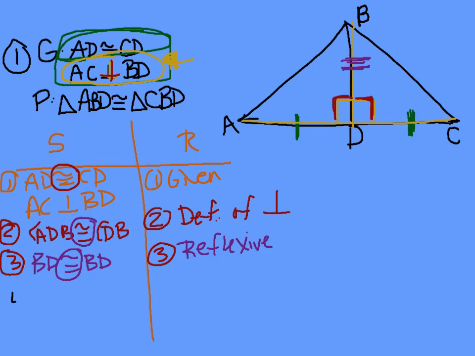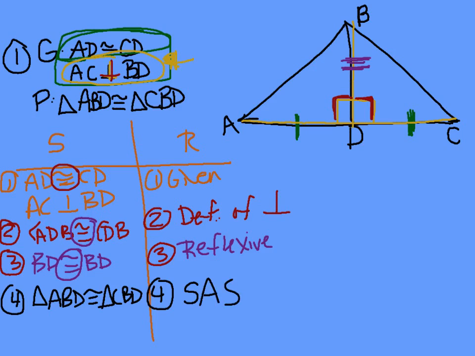So the last step, step number 4, is going to be the proof statement. So triangle ABD is congruent to triangle CBD. And how did you mark this picture? What's the pattern that you marked? And hopefully you're thinking to yourself SAS. So these 2 triangles are congruent by SAS.